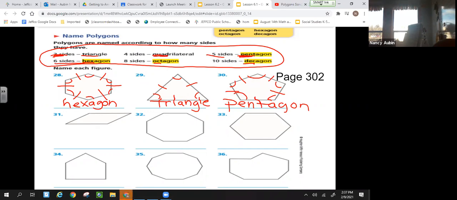All right, go for it. Do your counting. Notice that they have the same number of angles as they do line segments. That's interesting. Count your sides and check up to the top.